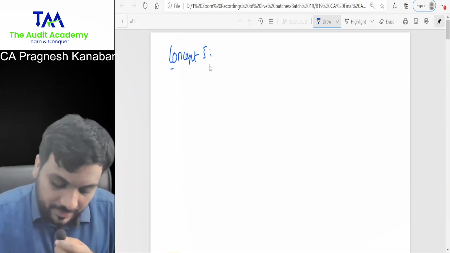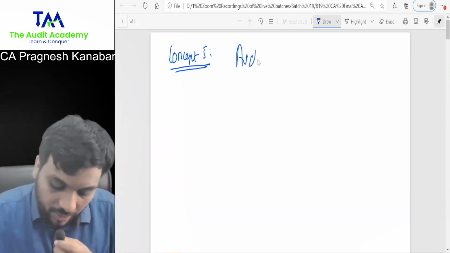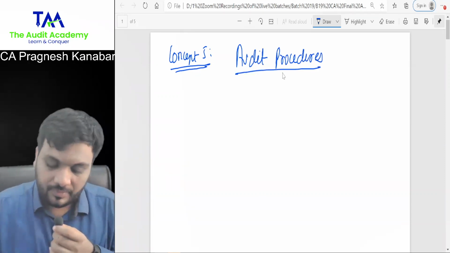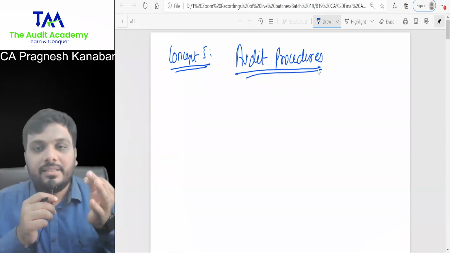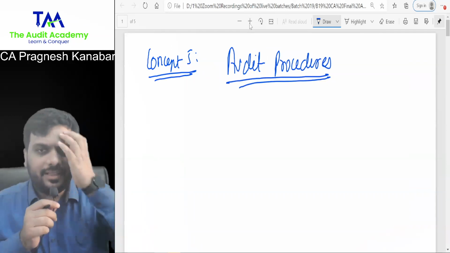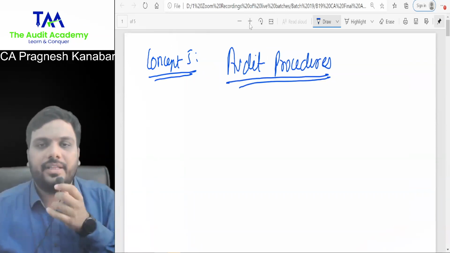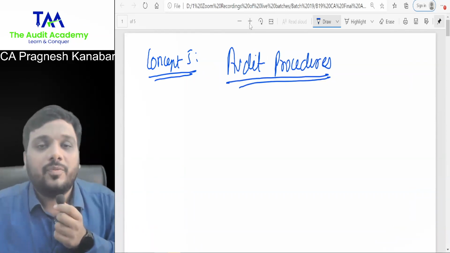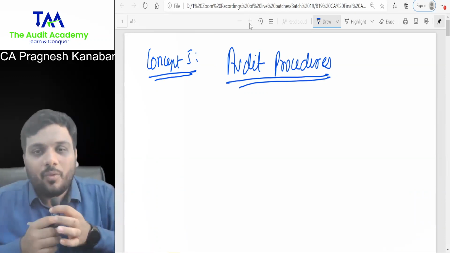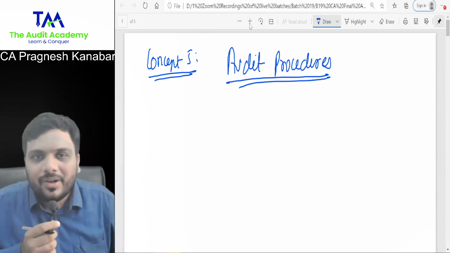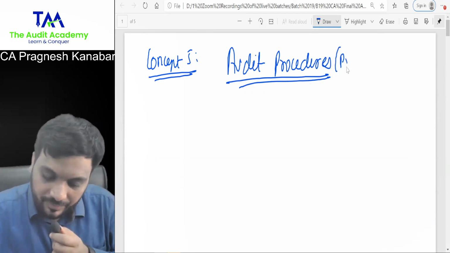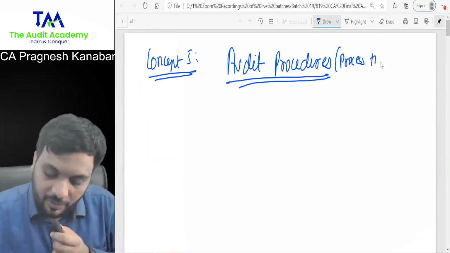Please write down concept number 5, everyone. Audit procedures. And I have seen that this is the topic which many students leave in option at inter-CA level, and they are not very clear with the language and stuff. That creates a lot of problems. So when I talk about audit procedures, what is it? What process is the auditor going to adopt when he's conducting audit? So, the process that is followed by the auditor.